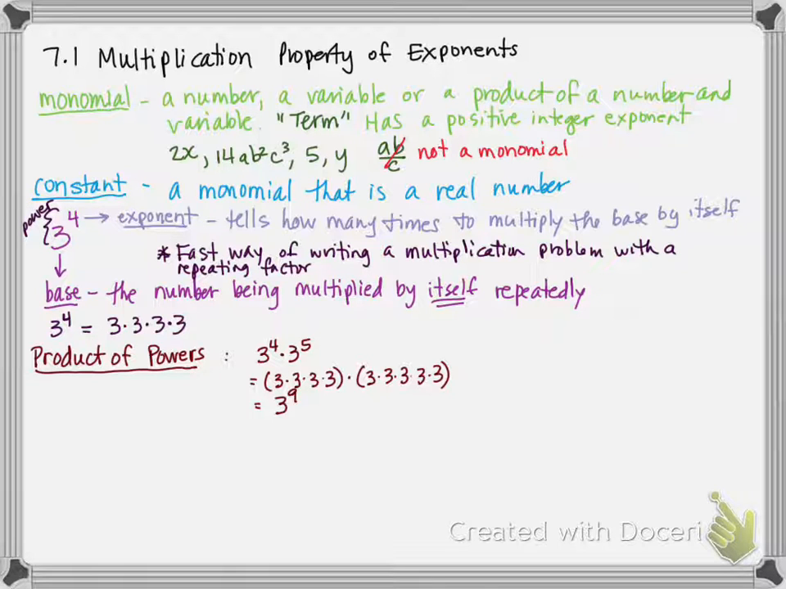So if you think about it, when multiplying like bases, so that means the big number has to be the same, the fast way of coming up with the answer is to look at your exponents, which were 4 and 5, and when you multiplied those two powers, you ended up with 3 to the 9th. 4 plus 5 is 9. So when multiplying like bases, you're going to add the exponents.